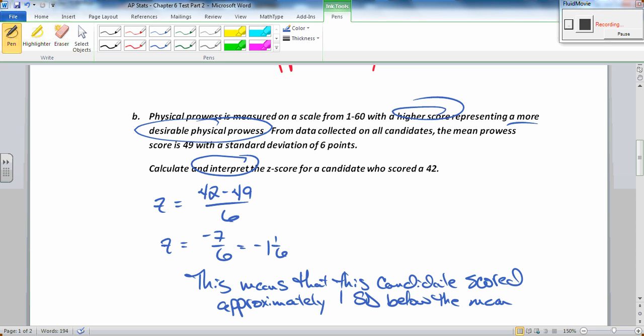Now you could say that assuming this is normal, then you can convert this over either using the chart or the calculator to a percentile, but without saying assuming this is normal, making that assumption would be incorrect. So this is all you would have to do for part B.